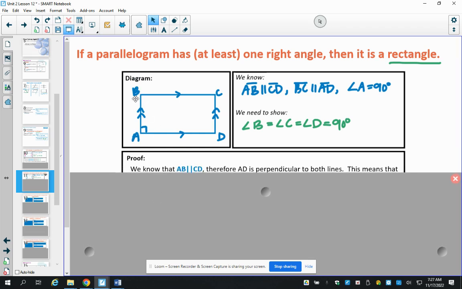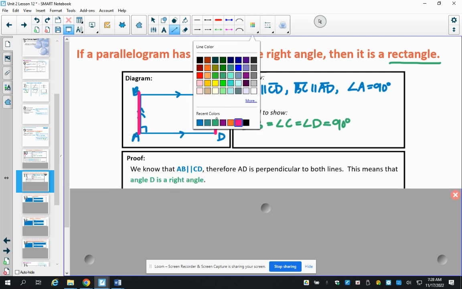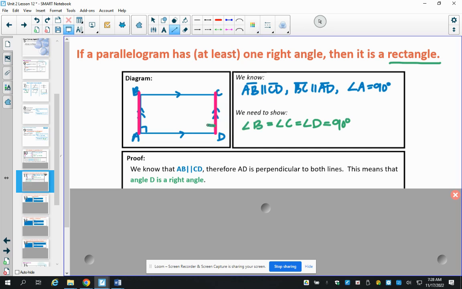So we know that AB is parallel to CD. Therefore, AD is perpendicular to both lines. Okay, so AD is perpendicular to AB, and then AB and CD are parallel, so got to be perpendicular to both. Okay, so then that means that we would have angle D as a right angle now.